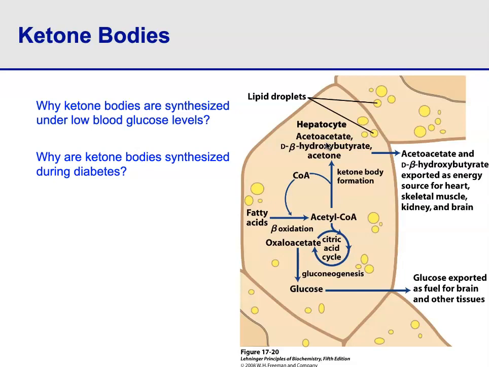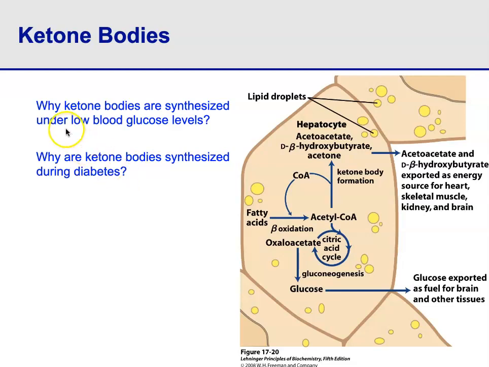so that we will continuously provide energy for the brain and other tissues when we don't have a sufficient amount of glucose in the blood. Well, here's the follow-up question then. Why are ketone bodies synthesized during diabetes? What is the main symptom of diabetes? High blood glucose level.